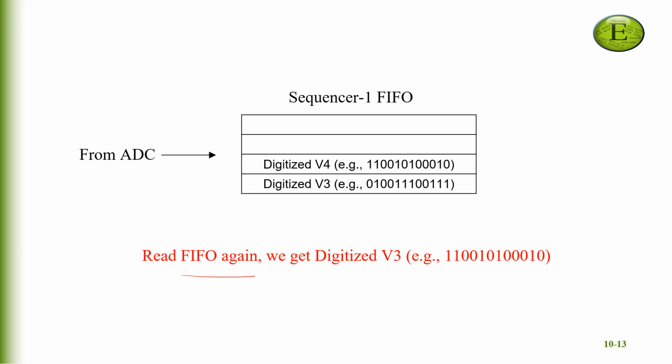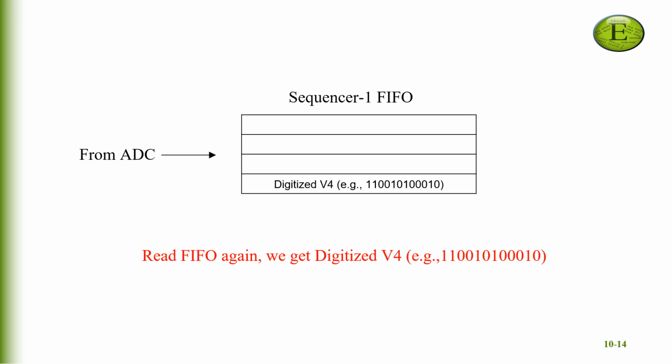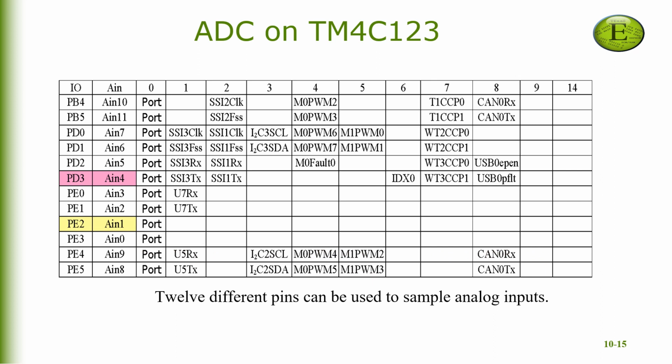Read again, and we get digitized V3. And finally, if we read again, we get digitized V4 until the FIFO buffer becomes empty. Each sample sequencer can obtain analog input from as many as 12 different sources. We call them analog input channel, AN. And each analog input channel is mapped to a general purpose input I/O port. These are selected pins of the I/O ports.